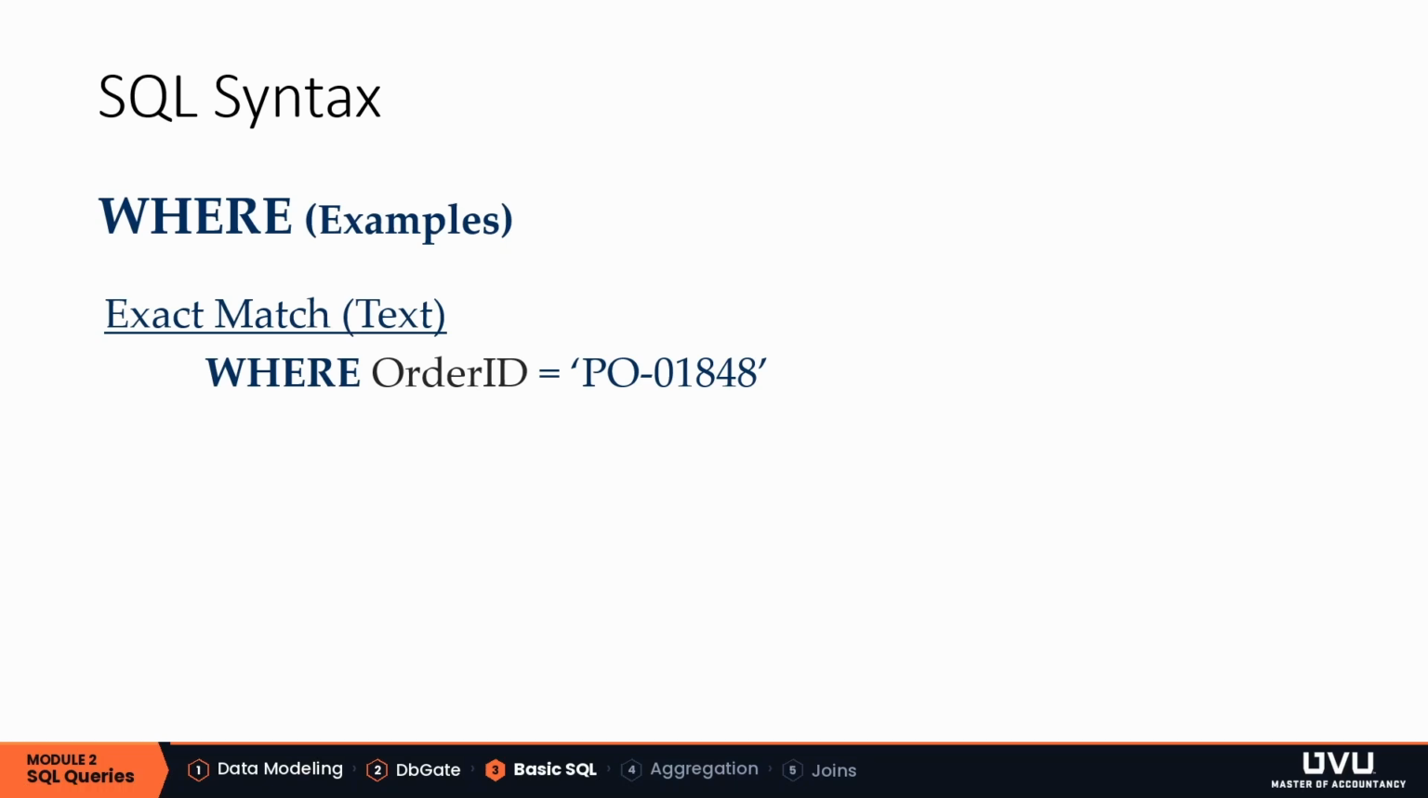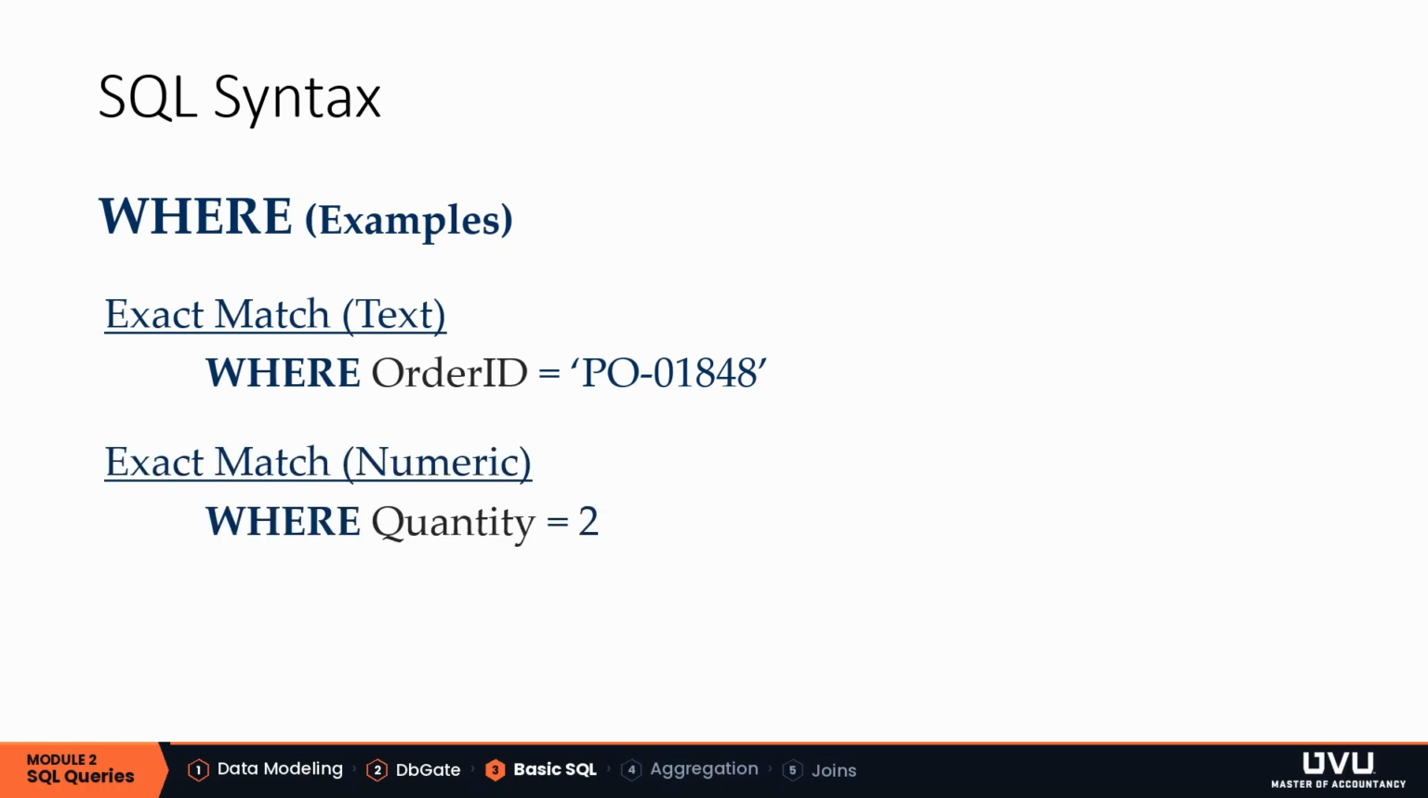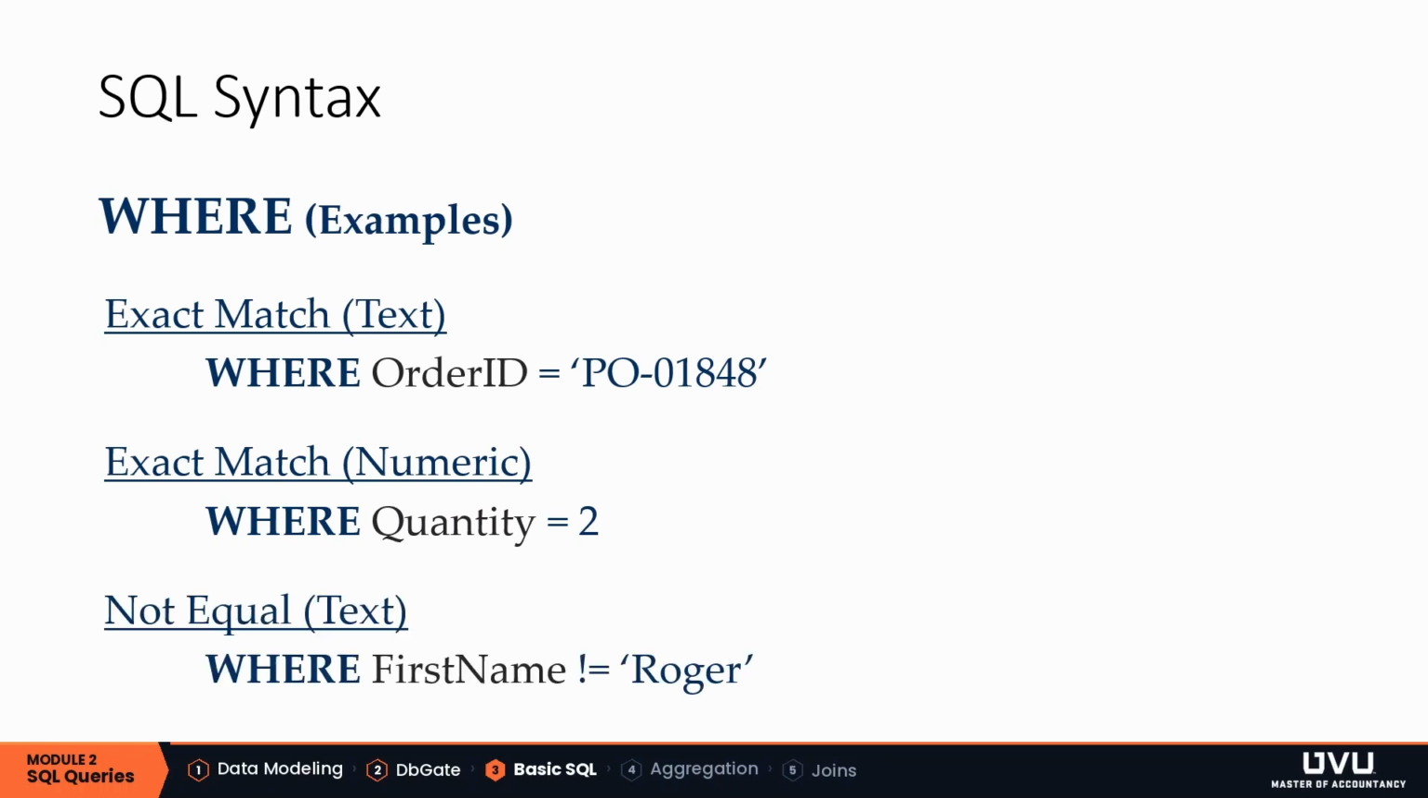Next, when you want to do an exact match using numeric fields, you just type the number with no quotes around it. In this case, where the quantity field equals 2. You can also use an exclamation point immediately followed by an equal sign to specify that a field be not equal to a given value. In this example, we'd be looking at all the people whose first name isn't Roger.